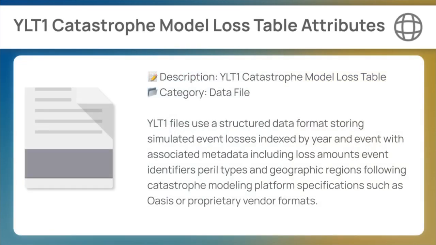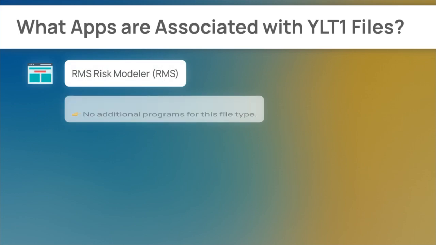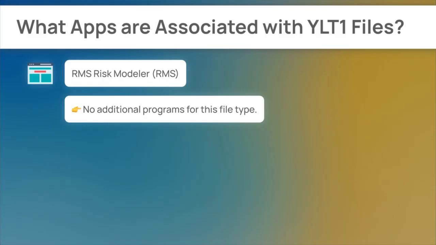YLT1 files use a structured data format storing simulated event losses indexed by year and event with associated metadata including loss amounts, event identifiers, peril types, and geographic regions following catastrophe modeling platform specifications such as Oasis or proprietary vendor formats. The core association for the YLT1 file points directly to RMS Risk Modeler developed by RMS.